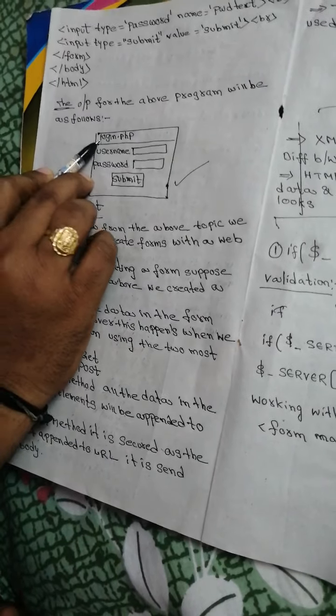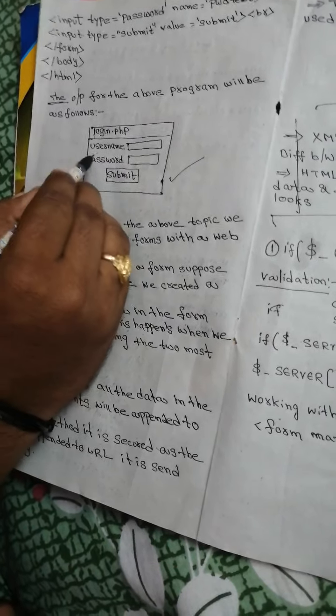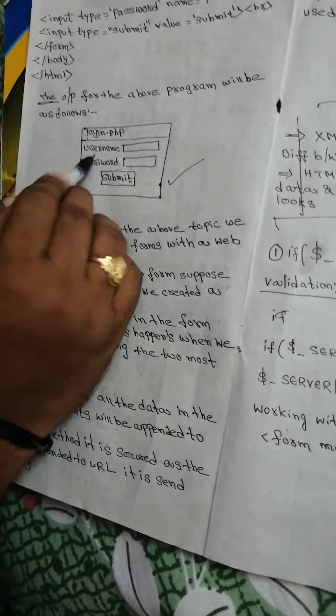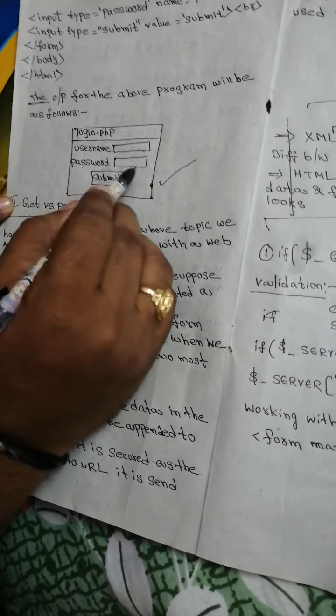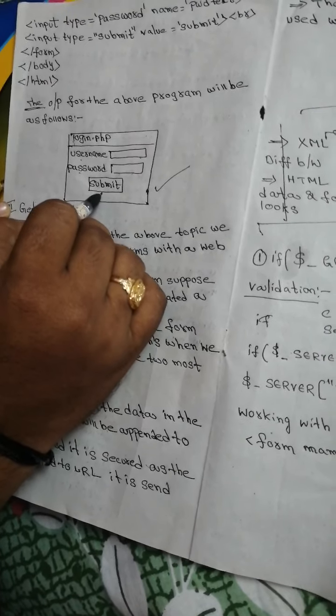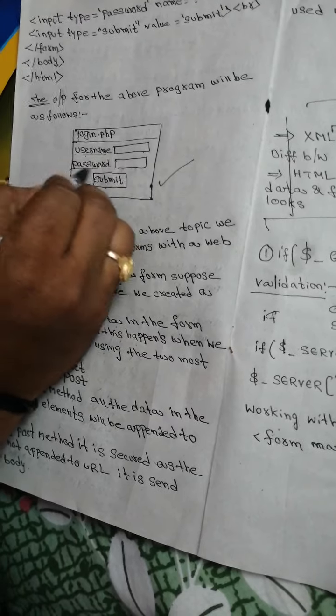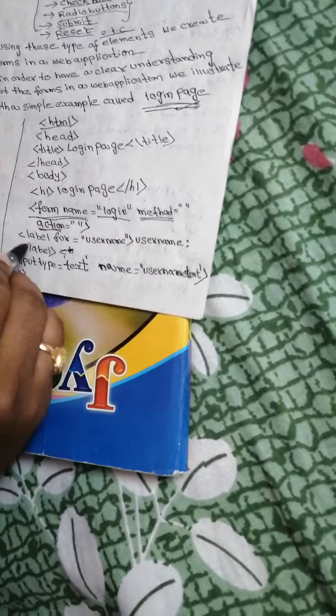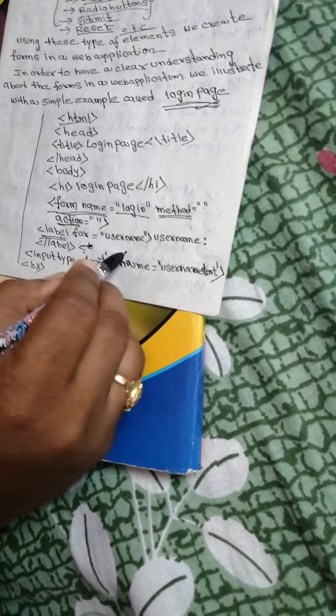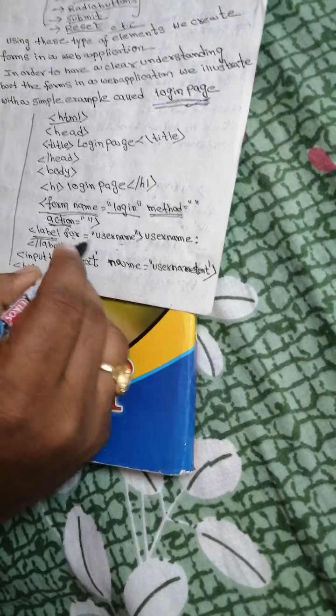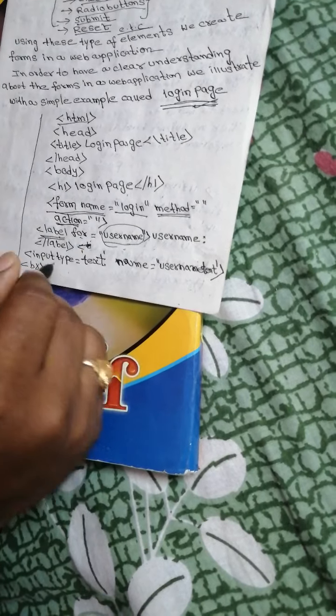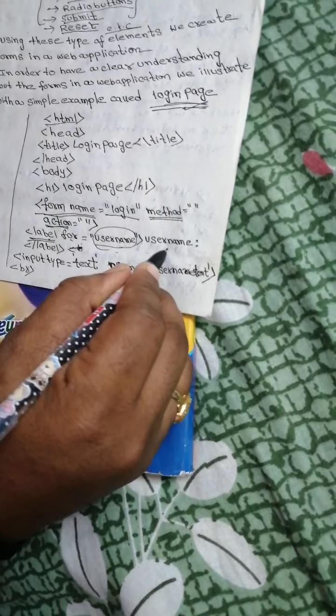So our program login.php, when it gets executed, is displaying a username with a text box, a password with a text box, and a submit button. These usernames and passwords are called labels. Labels are created by using a form element called label, and then providing an attribute for, which is just the identification of a label, and then the label username.